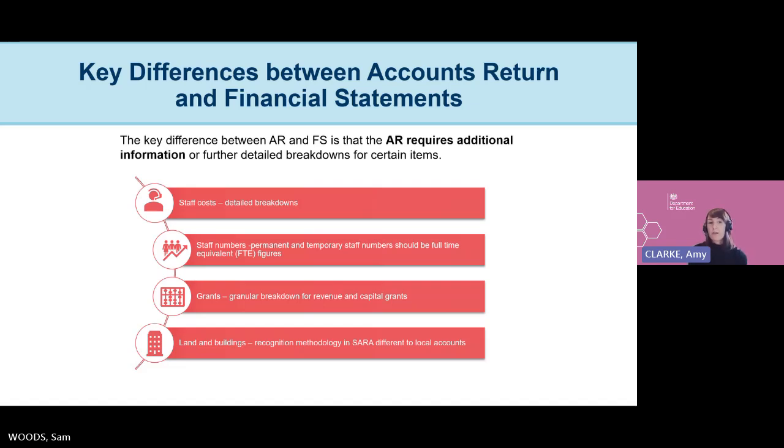The AR also includes a granular breakdown of grants into revenue and capital, and these are broken down into categories such as DFE, DFE group and other, and then broken down into more detailed rows. A final example is the detail that we require for land and buildings. We collect additional data because the method for recognising land and buildings in the SARA is different from local accounts. The AR also collects benchmarking data, and this is used to populate the Financial Benchmarking Insights tool, and we'll cover this in more detail later in the presentation.